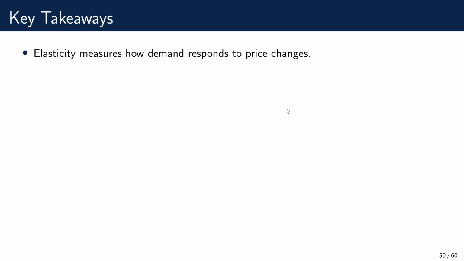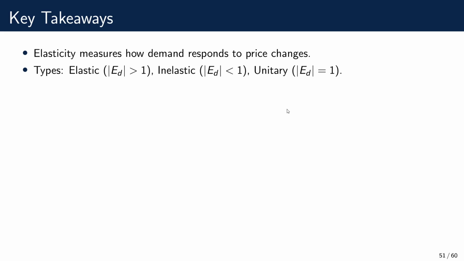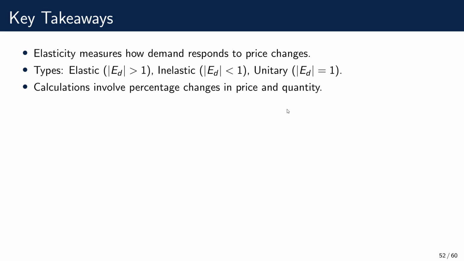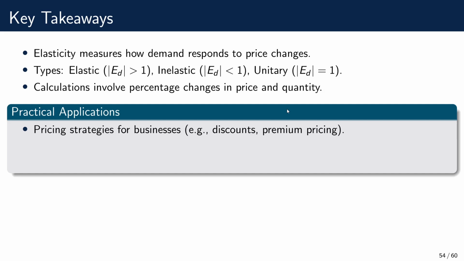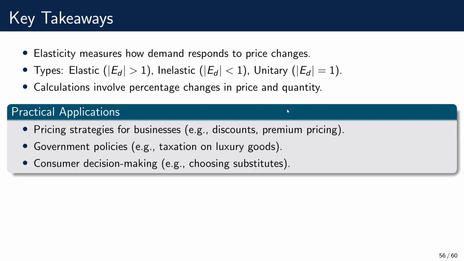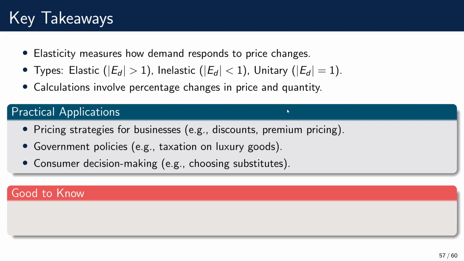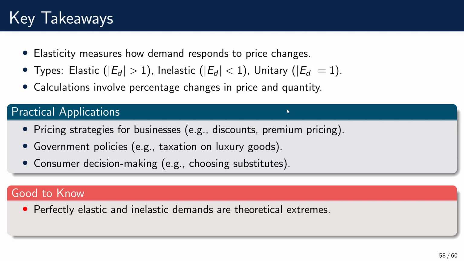So what are the key takeaways? Elasticity measures how demand responds to price changes. There are three types of elasticity: elastic, inelastic, and unitary elastic. Calculation involves percentage changes in price and quantity. Practical applications include pricing strategies for business, government policies, and consumer decision making. A good to know thing is that perfectly elastic and inelastic demands are theoretical extremes. There is nothing which is perfectly elastic or inelastic. Elasticity varies across products and markets.